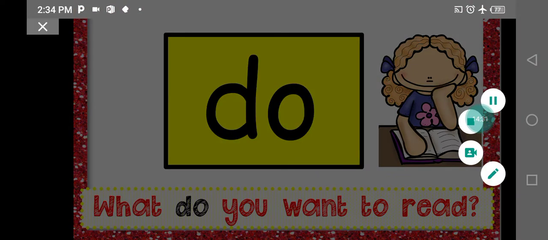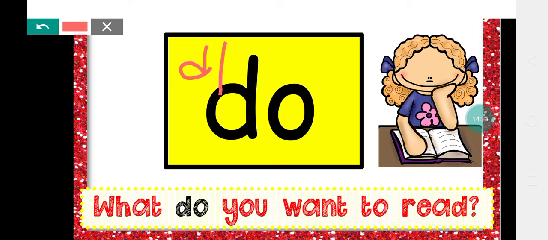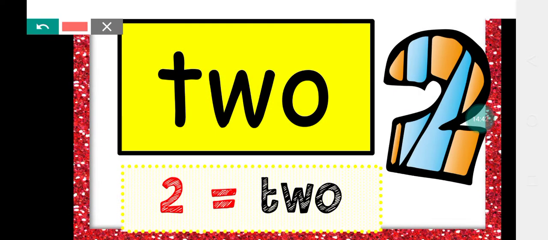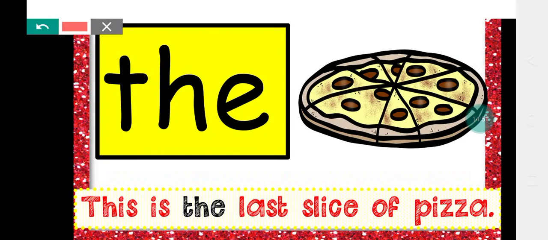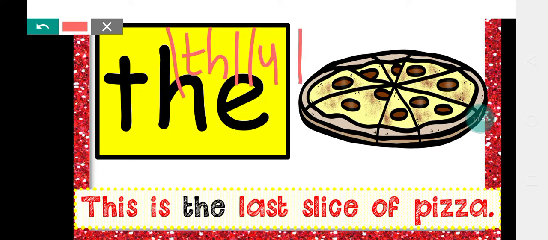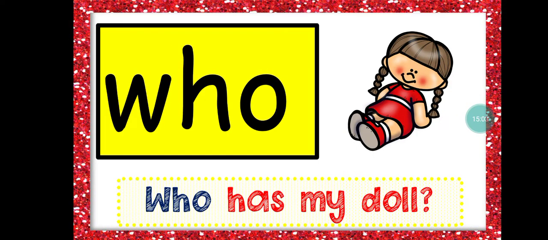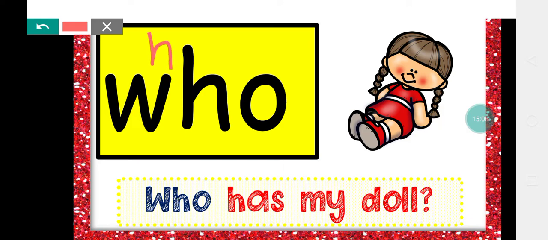This is tricky word do. It's segmented as do. What do you want to read? This is tricky word to. It's segmented as t and to. This is tricky word the. Segmented as the. This is the last slice of pizza. Okay, this is tricky word who. Who has my doll?